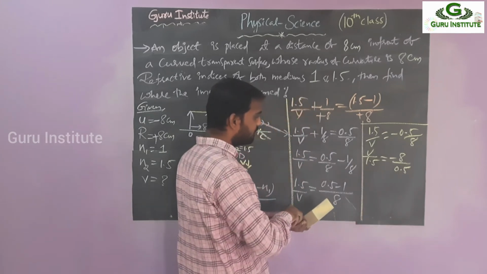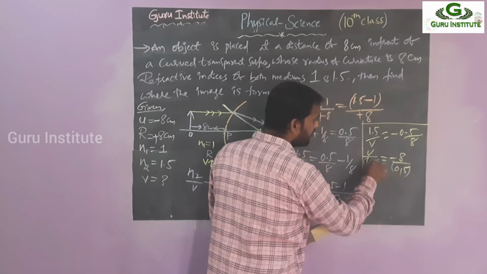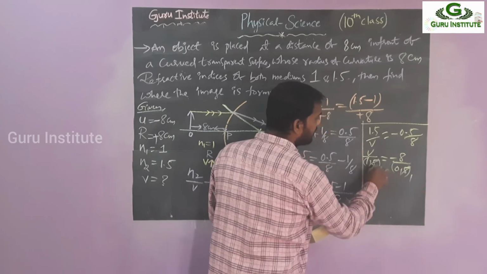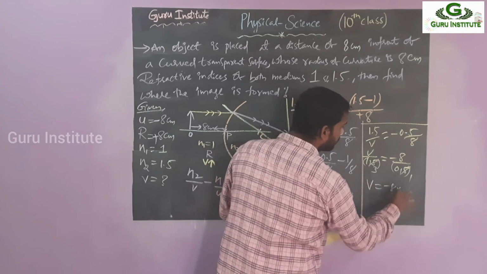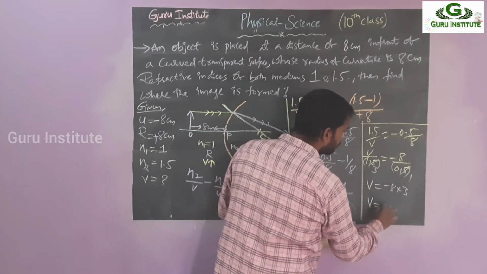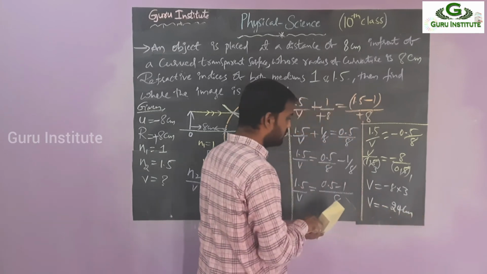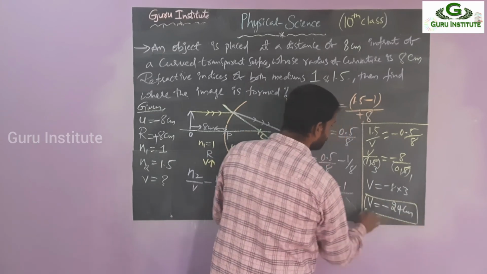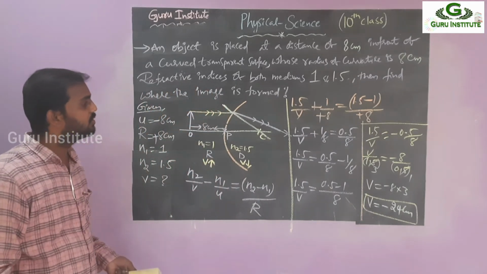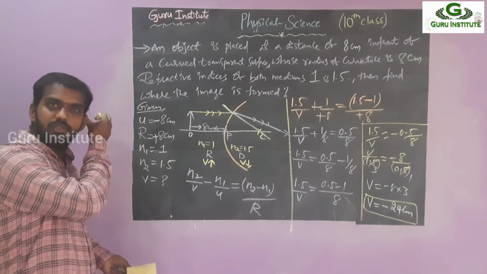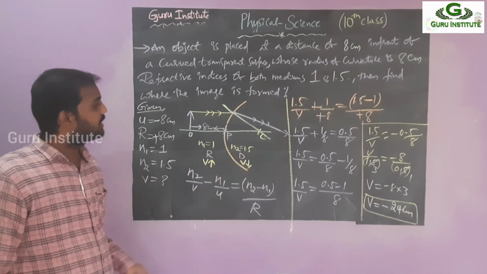So from this, what do you get? If you observe, both denominators have the point, which cancels. 5 goes once, 5 goes three times. This 3 goes there. What happened? V equals minus 8 into 3. The total answer is how much? V equals minus 24 centimeter. So this is your answer. Minus 24 centimeter. So simply we are getting 24 centimeter.